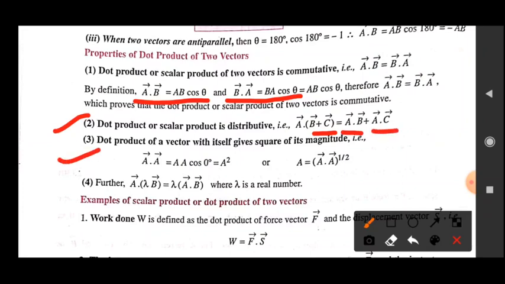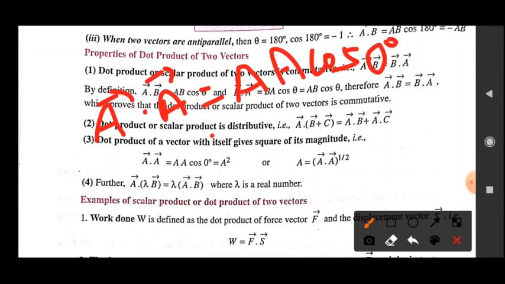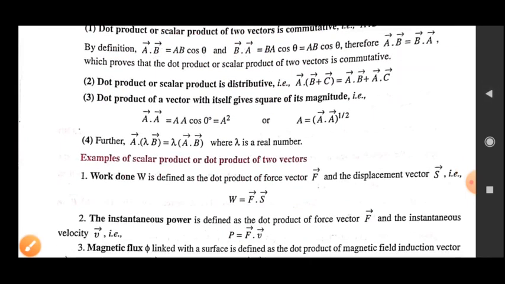Now the third one: the dot product of a vector with itself gives the square of its magnitude. If you find the dot product of a vector with itself, a dot a, then as our formula is a dot b is equal to ab cos theta, this will be a into a cos theta, and between the same vector theta will obviously be 0. So cos 0 has value 1, so we have the value a square. So this property gives the square of its own magnitude.